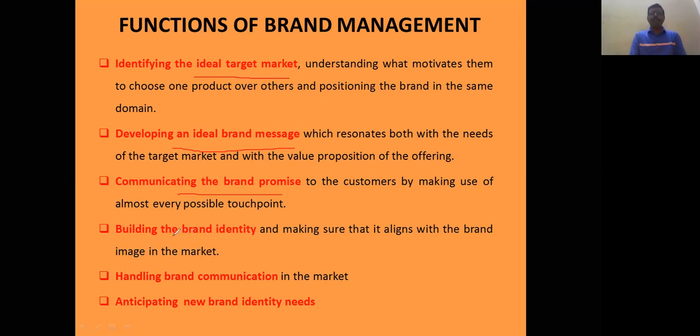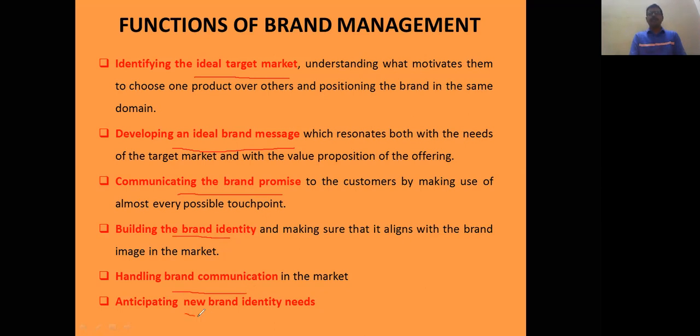Next one is building brand identity. How is brand identity built? Brand identity is built when a unique element associated with the brand is communicated to the targeted customers. Handling brand communications. How are brands communicated in the market? The brands are communicated in the market based upon one thing, that is, the advertisements and the brand endorsements done by the brand ambassadors.